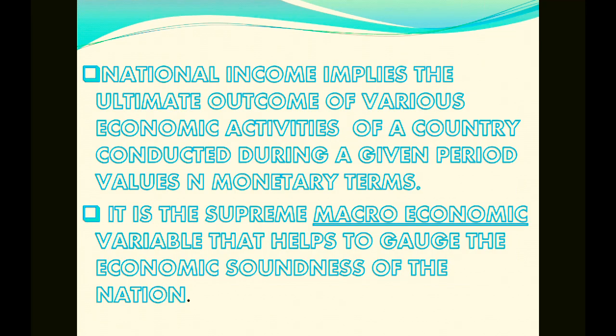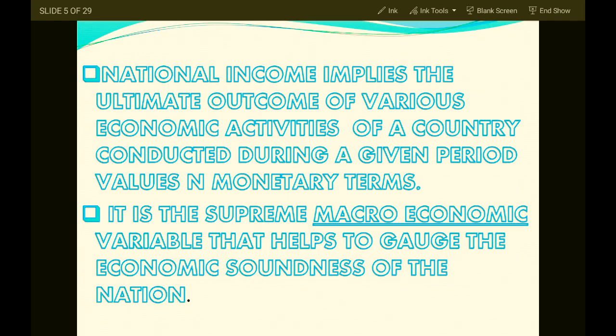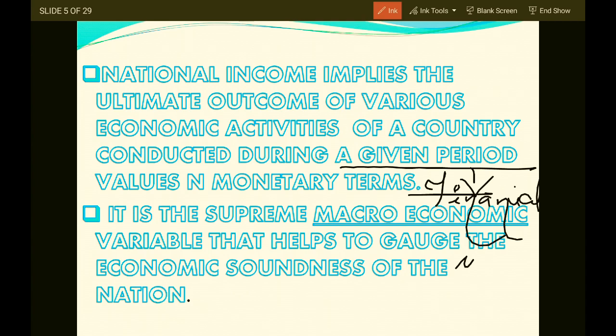So basically, what is national income? Let us focus on that, because national income has two categories, GDP and GNP. National income implies the ultimate outcome of various economic activities of a country during a given period. What is a given period? It's a financial period, a financial year we can also say.